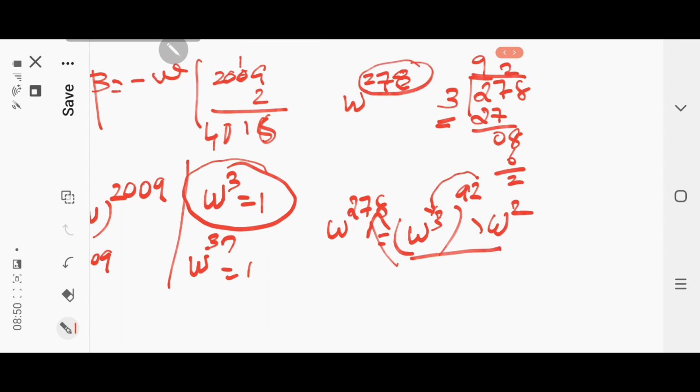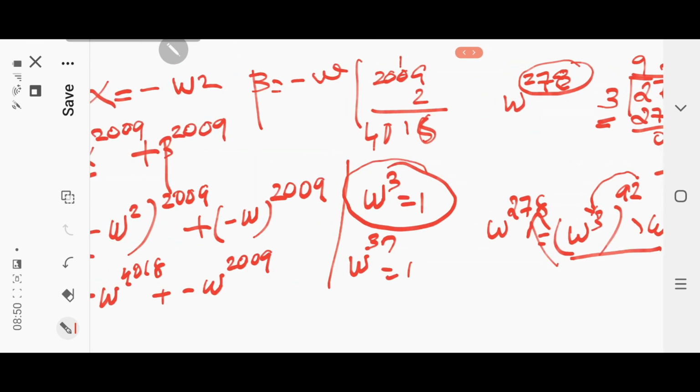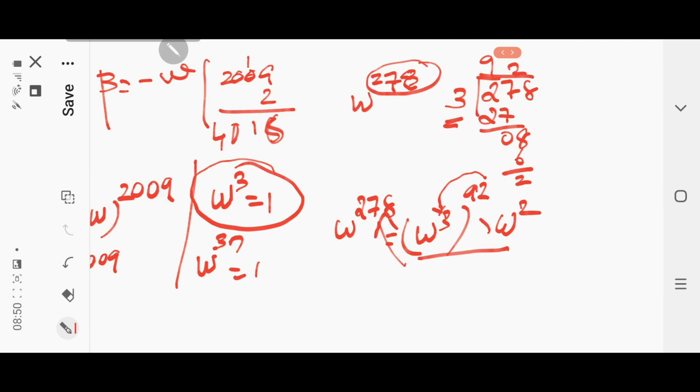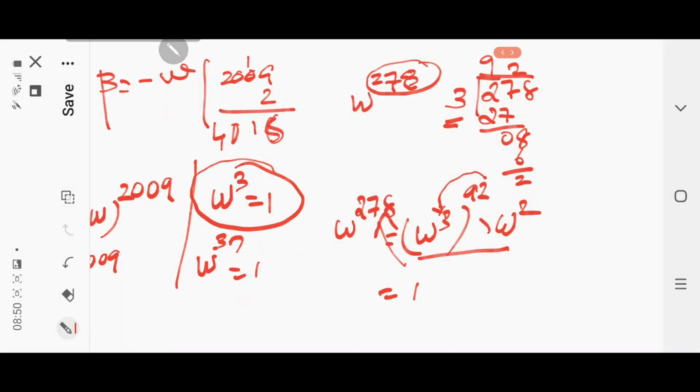As per the question here is 4018. And you get the answer. What is the answer you are getting here? Omega cube is 1, so 1 raised to 92 into omega square. What is 1 raised to 92? It is 1 into omega square.